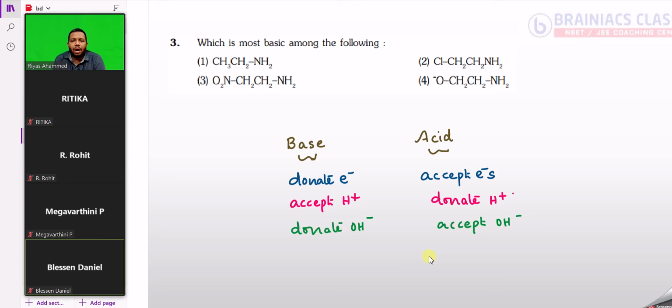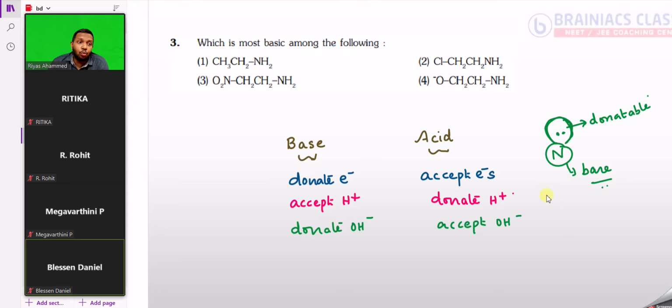Now here, always remember whenever a nitrogen atom comes, the nitrogen atom always has a lone pair. So with respect to the nitrogen atom, we will always speak about something as a base if this lone pair is donatable. If this is donatable, then this nitrogen in that particular compound will behave as a base.